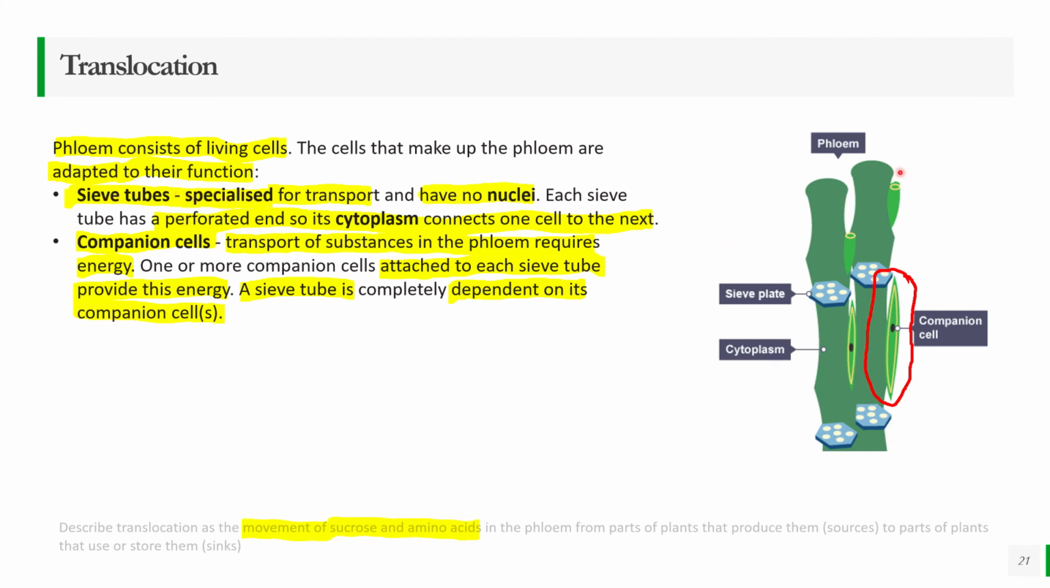Okay, so you can see here, this is the sieve tube. You have the sieve plates, right? So this has no nuclei, and each sieve has a perforated end. Okay, perforated ni maksudnya adalah ia ada berlubang-lubang. Okay, now again, this could be very small, very minute, because we're talking about cells here. Okay, but perforated means ia berlubang-lubang. Okay, so its cytoplasm connects one cell to the next.